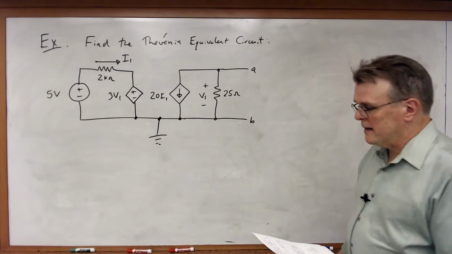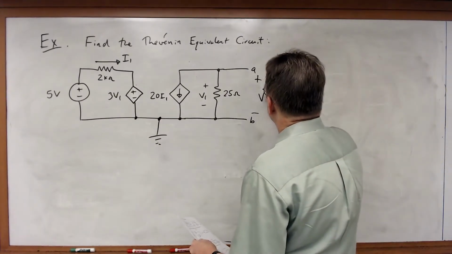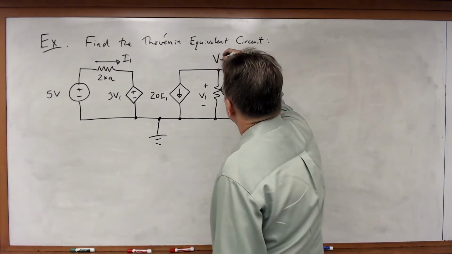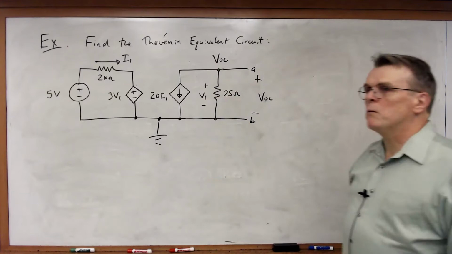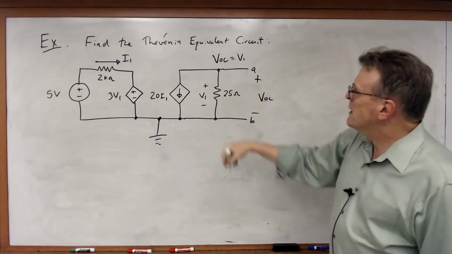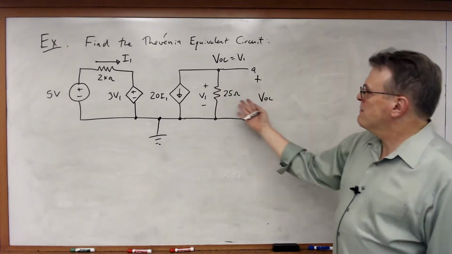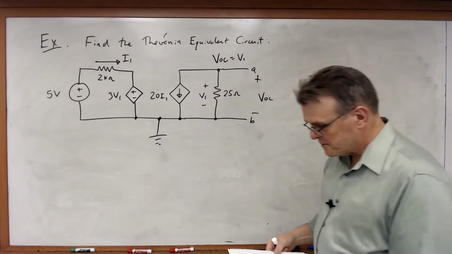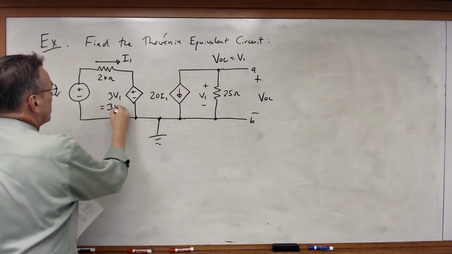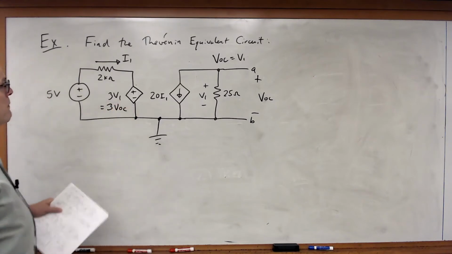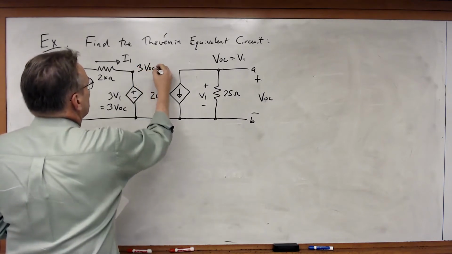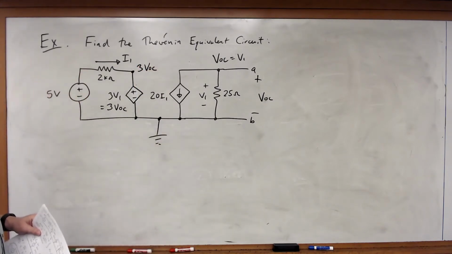Once again, I like to do that because then if I define VOC between terminals A and B, then by definition, the voltage of that node must be equal to VOC, which incidentally must also be equal to V1. VOC and V1 are clearly the same voltage. So in this case, I've got 3 V1. That's actually equal to 3 VOC. And since this is a defined node, this must be equal to 3 VOC.